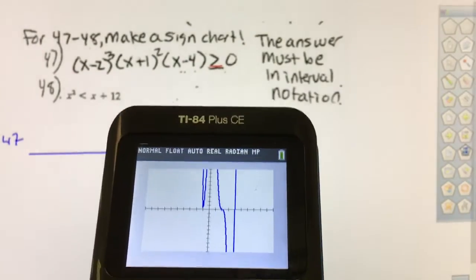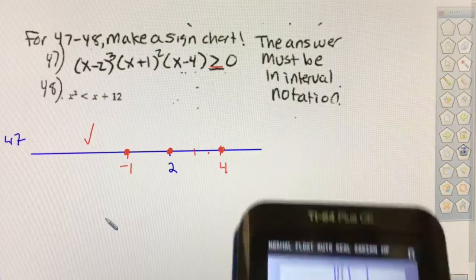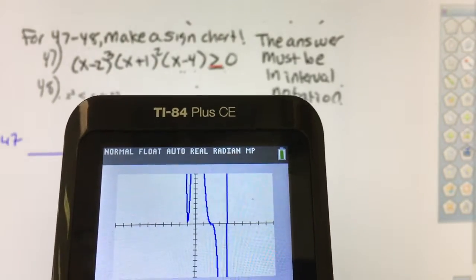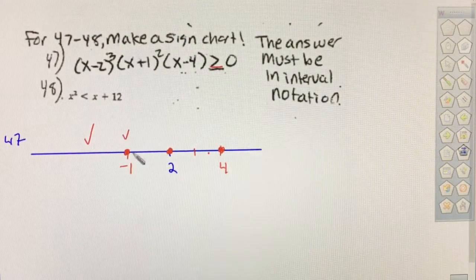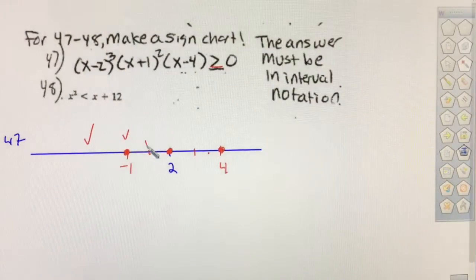So is the graph greater than 0 to the left of negative 1? And the answer to that is yes, it's greater than or equal to 0 to the left of negative 1. So to the left of negative 1, it is greater than or equal to 0. The signs are positive. Then at 1, it's greater than or equal to 0, so it's true there. And between 1 and 2, notice the values are still positive. They're up there in the air. So it's positive between 1 and 2.